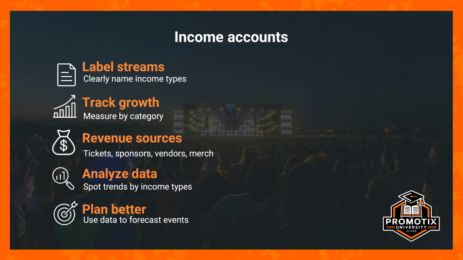The foundation of your accounting system is called your chart of accounts. This is a list of all the financial accounts your business uses, organized by category to help you track and manage your finances. Think of it as a roadmap to understanding your income, your expenses, and where your money is going. Start with income accounts. These are where you'll track the revenue streams coming into your business. For an event company, you might have accounts like ticket sales, sponsorship revenue, merchandise sales, and exhibitor or vendor fees. Naming these accounts clearly will make it easier to see where your income is coming from and adjust your strategy accordingly.